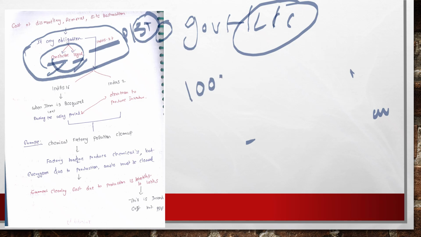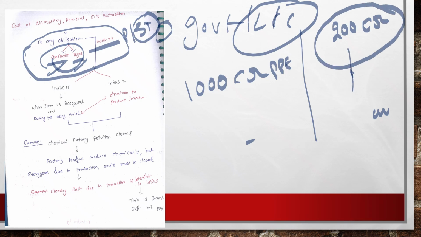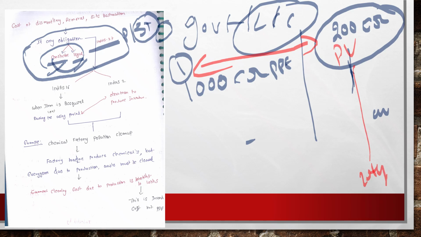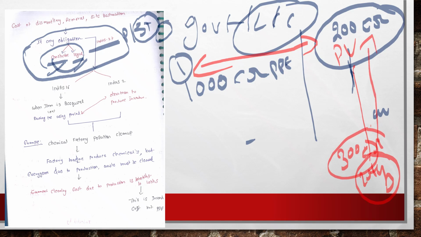Suppose while you are incurring that 1,000 crores PPE, the dismantling or removal cost would be 200 crores. This 200 crores is the best estimate on day one of the construction of this asset. So this 200 crores would be the present value. Suppose in the 20th year your removal cost is 300 crores. If you give the present value with the minimum discount rate to this date, it will become 200 crores now.